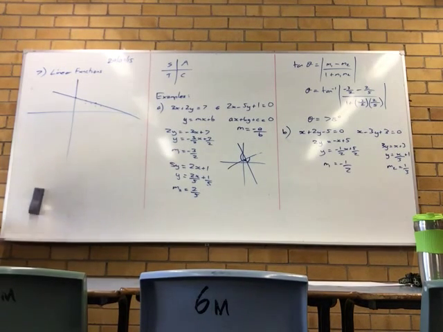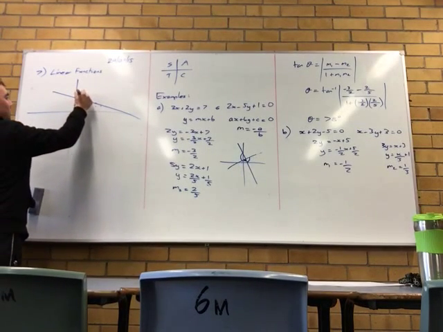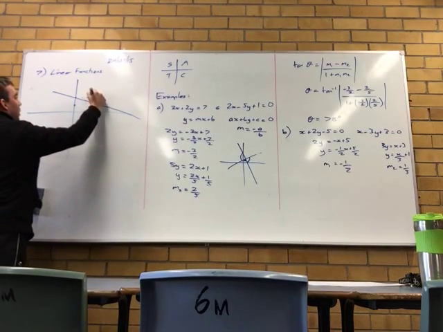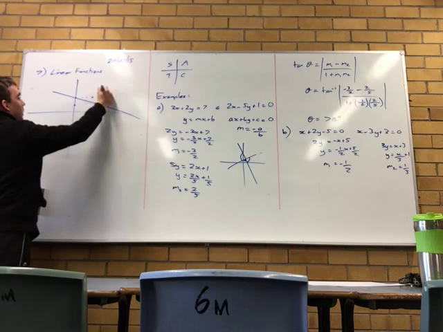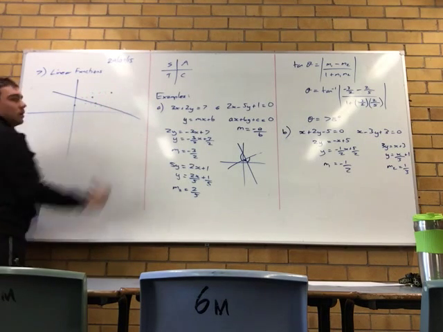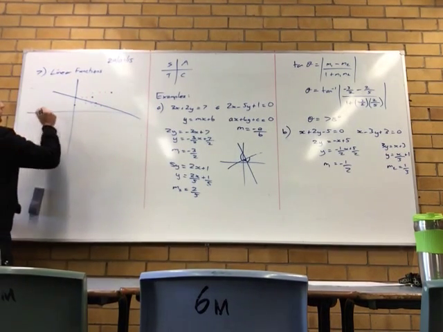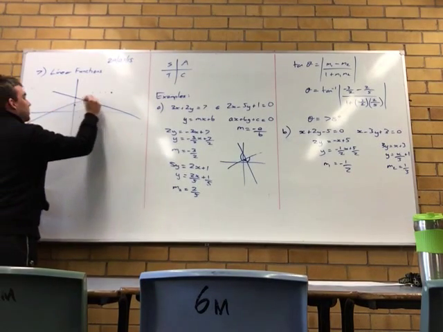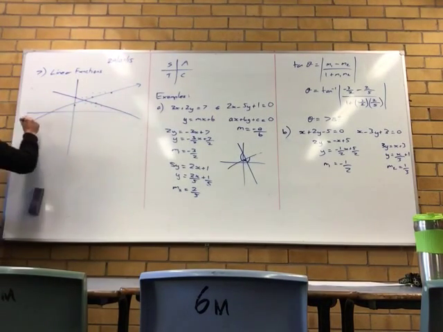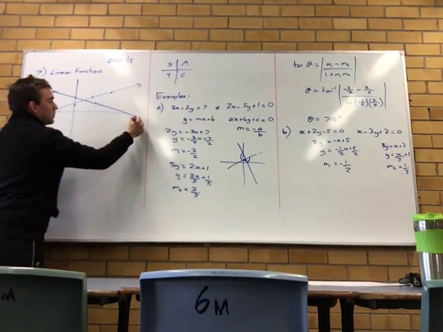Yep. The second one, y equals x over 3 plus 1. We start with the y-intercept, a positive 1, and then the gradient is 1 over 3. So that would be a rise of 1, then a run of 3. So 1, 2, 3. 1, 2, 3. Something like that.